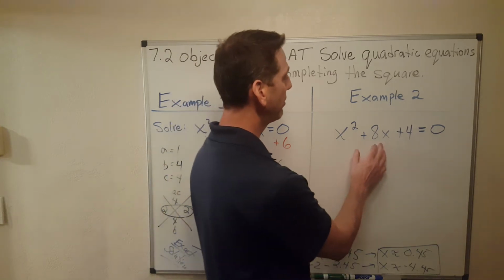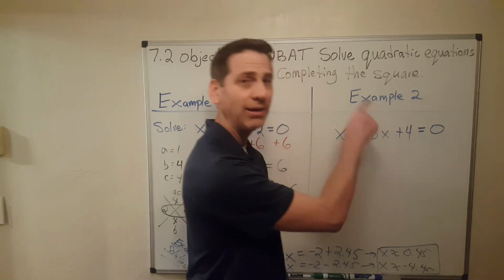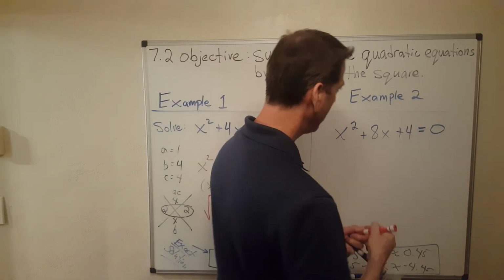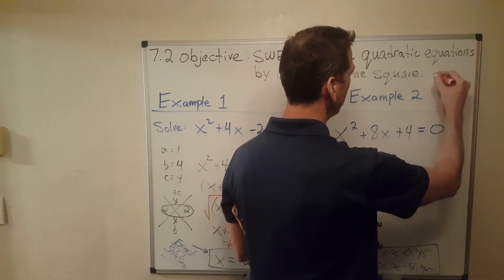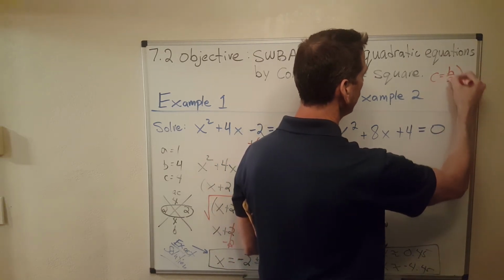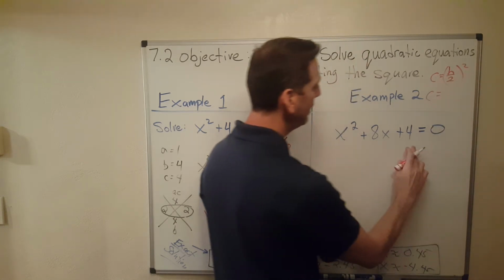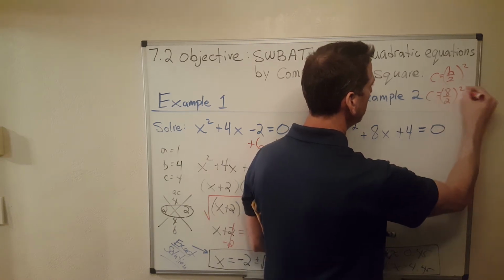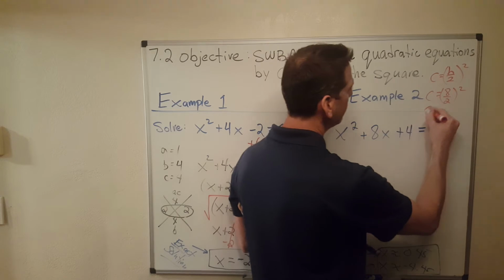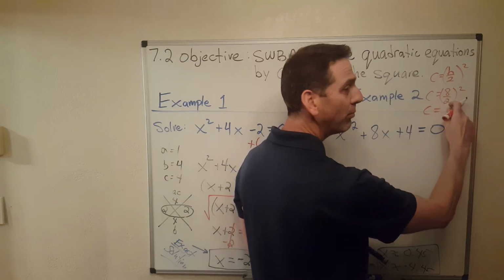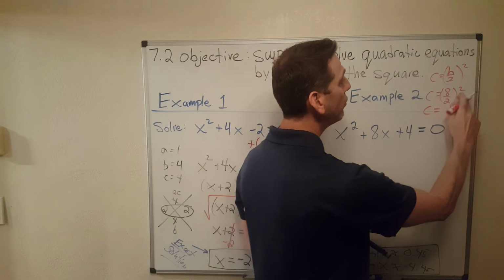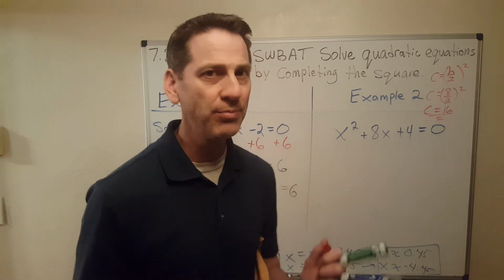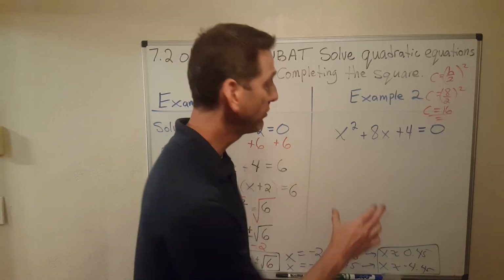Okay, so I need to figure out what C needs to be for this to be a complete square. Well, let's see. Let's do that C thing up here. C, remember, C equals B over 2 squared. So C equals B, which is 8, over 2 to the second power. So C needs to be 8 divided by 2, which is 4. 4 to the second power is 16. All right, so C needs to be 16 for this to be a perfect square trinomial.